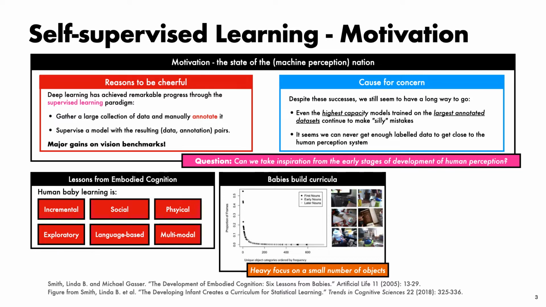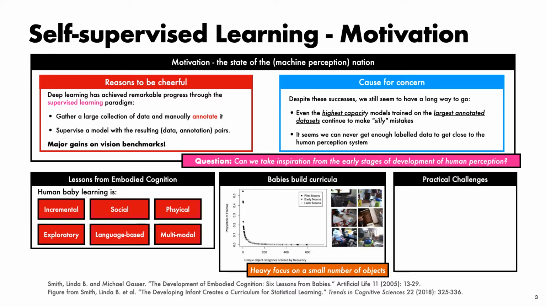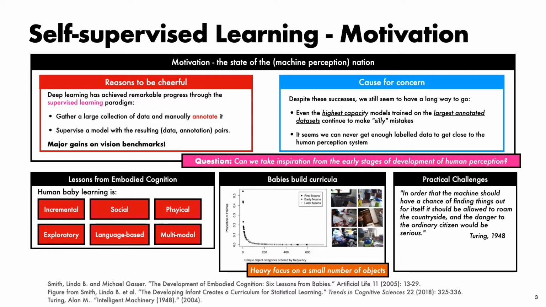Okay, this all sounds great, and many people have observed that our current machine perception systems are doing very little of these human-inspired learning strategies. Why is that? I would say that the main barrier to implementing the kind of embodied perception learning exhibited in babies has been practical. In fact, this challenge was noticed by Alan Turing, who was interested in the development of such machines, and observed in 1948 that in order that the machine should have a chance of finding things out for itself, it should be allowed to roam the countryside, and the danger to the ordinary citizen would be serious.